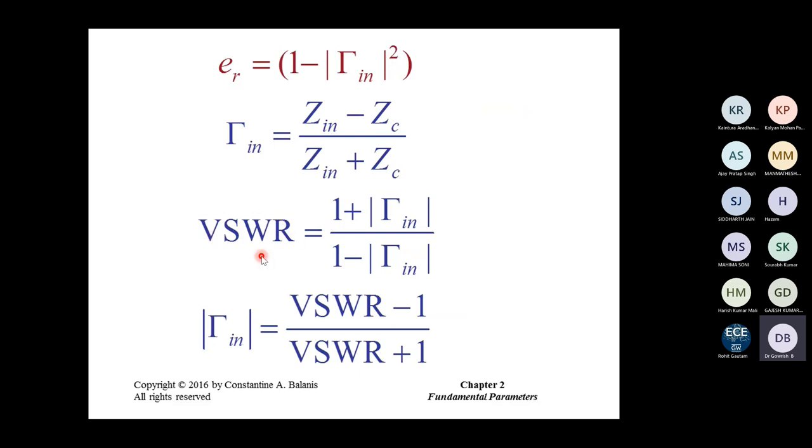Sometimes VSWR is given. In data sheets, they don't give you the reflection coefficient. They give you the VSWR of an antenna. It is 2 or 1.5, something like that. In that case, this is the expression for calculating the reflection coefficient from VSWR. We are all familiar with this, so I won't go into much detail.